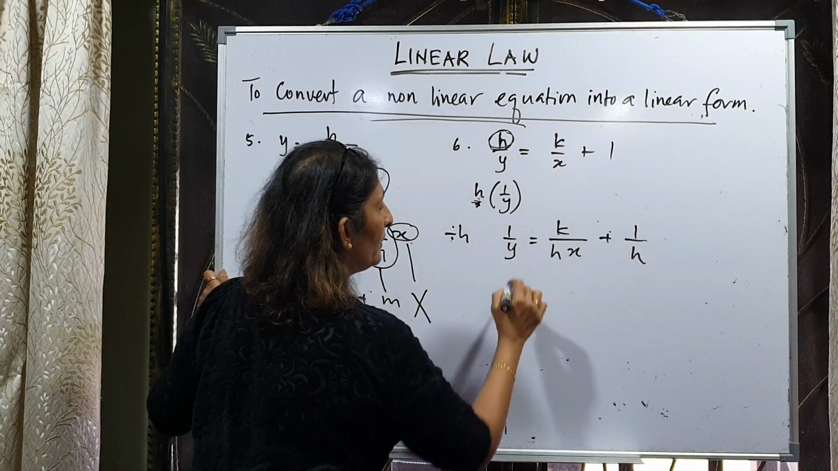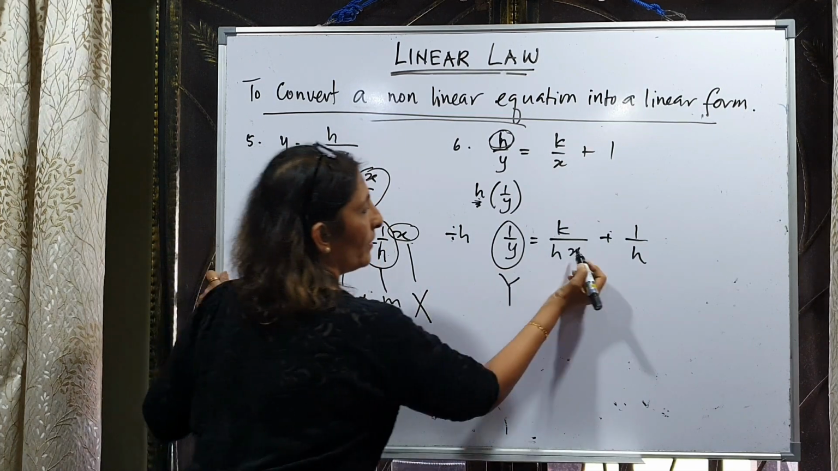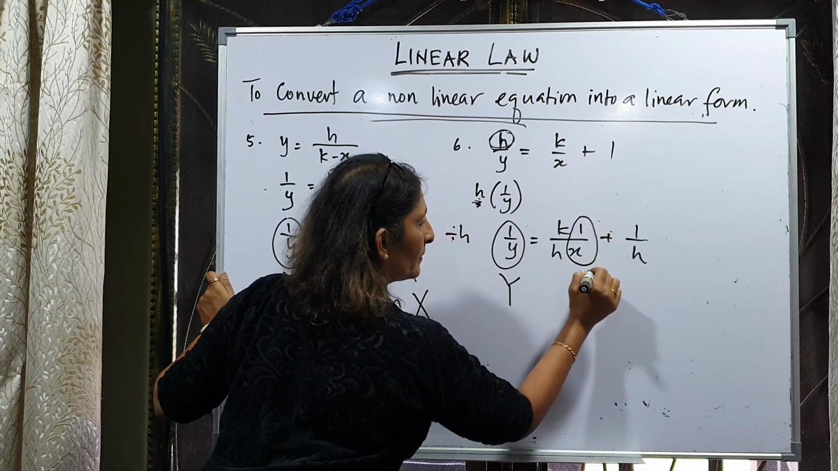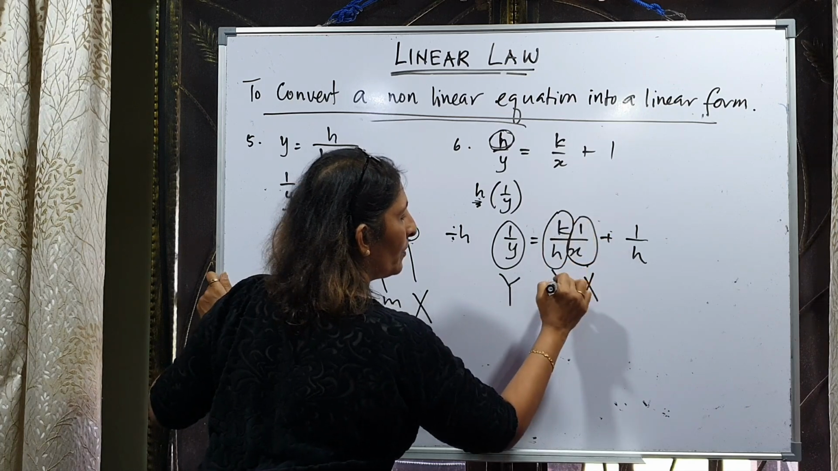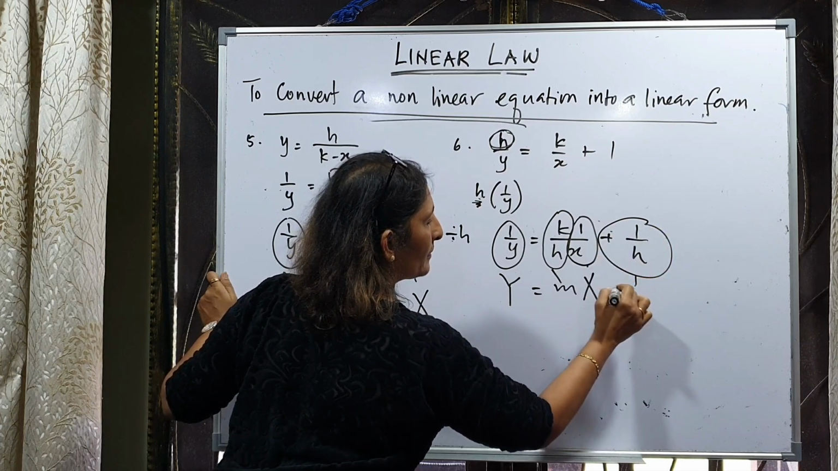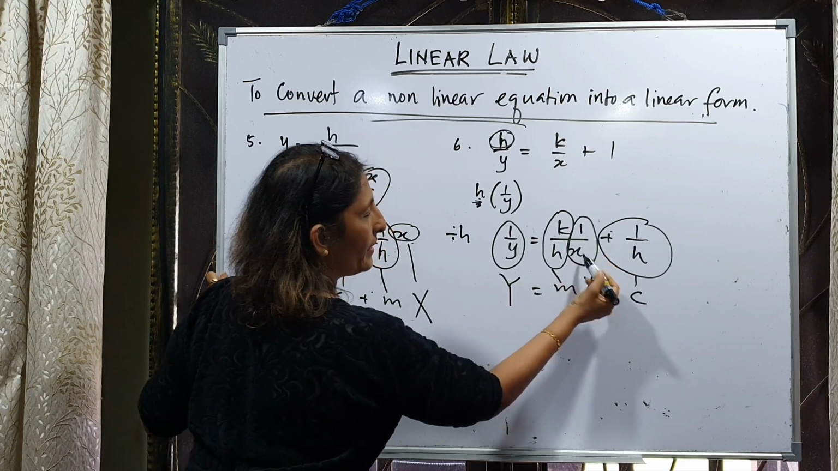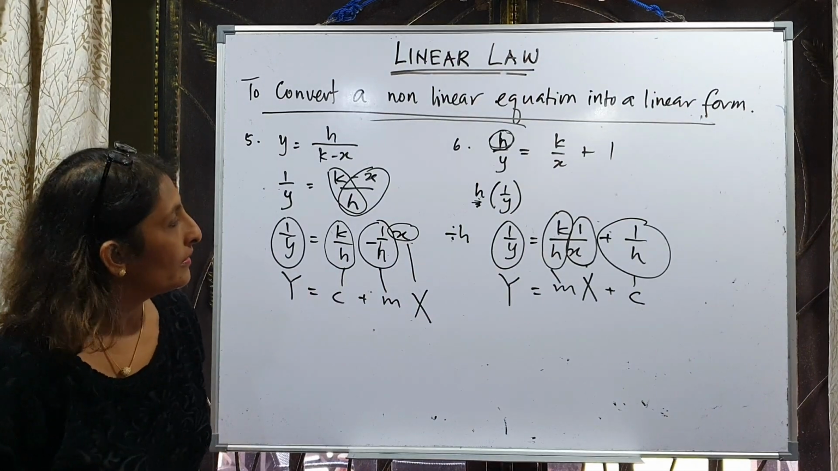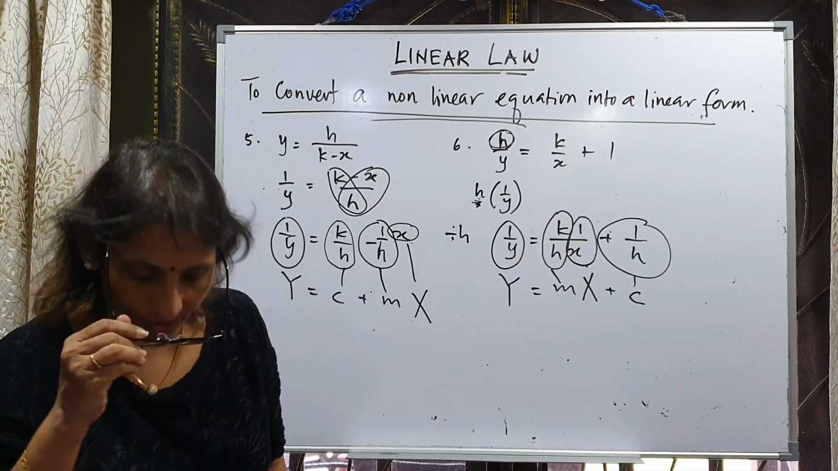Alright, now you're done. So this is capital Y. Where's the capital X? Now x is down here, it means 1 over x is your capital X. The gradient is k over h, mx. And what is this one here? Plus the c. You see that? Just move it in front. So that's how you do this question. Is that okay, or do you want some more examples?